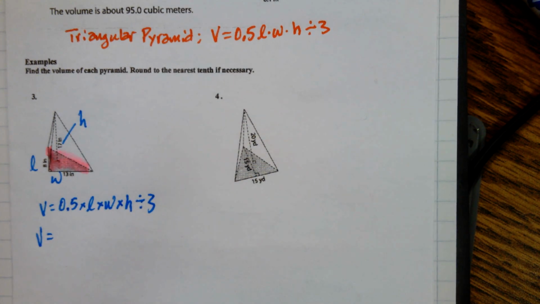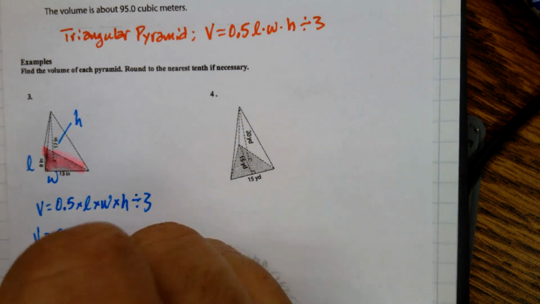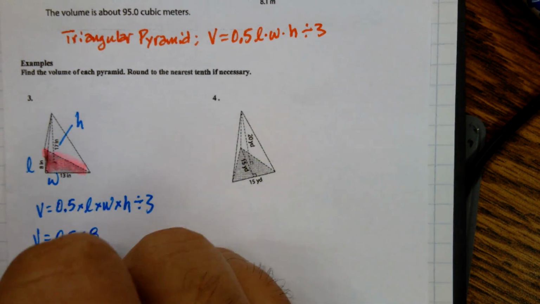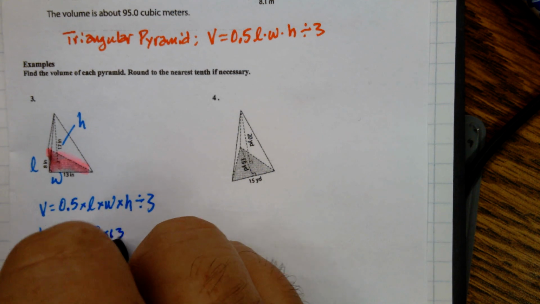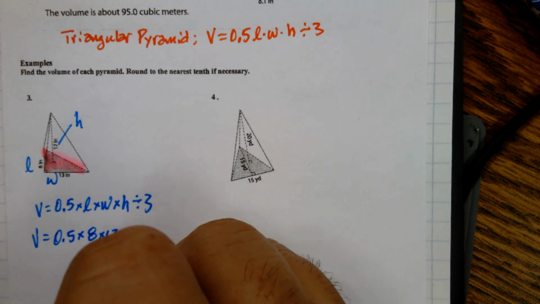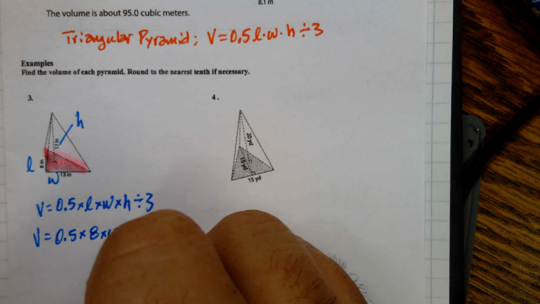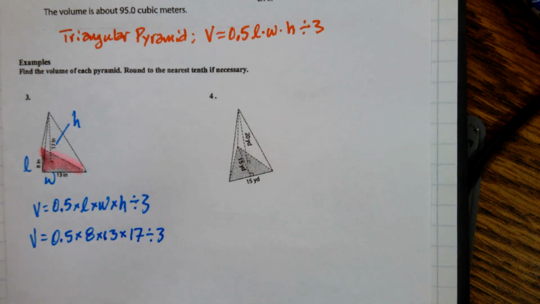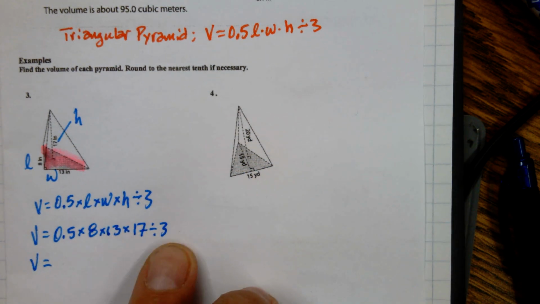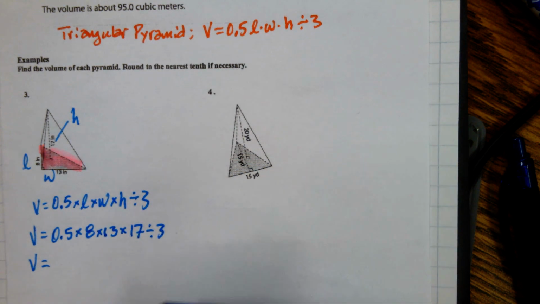So let's do it. 0.5 times 8 inches. I will leave out the units. Times our width, which is 13 inches. Times the height, which is 17 inches. And then we got to divide that by 3. Oh, we're definitely going to have decimals in this one, I can tell. None of these numbers that we're multiplying is divisible by 3. So we're definitely going to get a decimal.